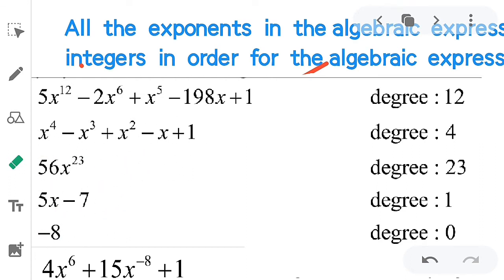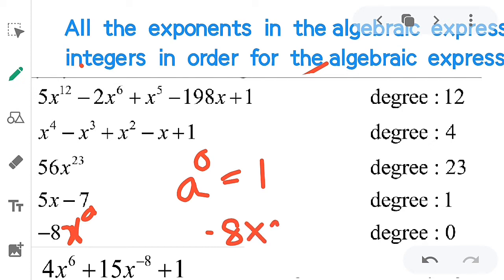We already learned in the previous chapter, that is the number system, that a power 0 is equal to how much? 1. That means any number to the power of 0 is 1. So I am taking x power 0 beside 8, minus 8. So what will I get? Minus 8 into x power 0.